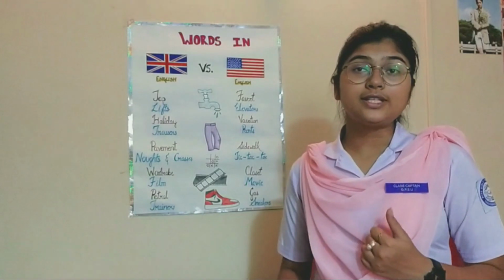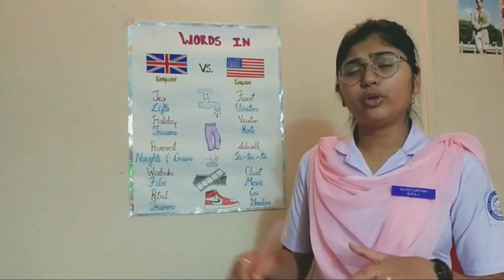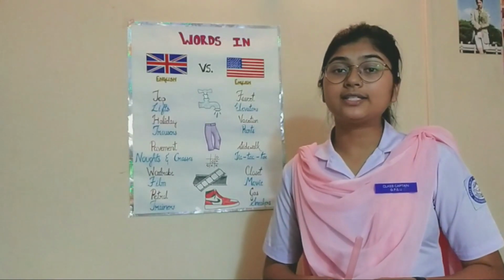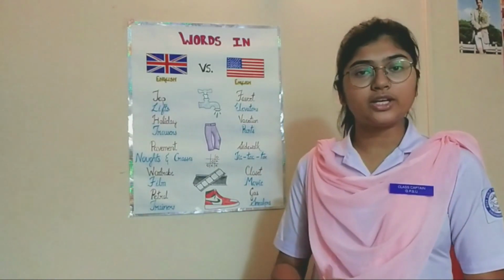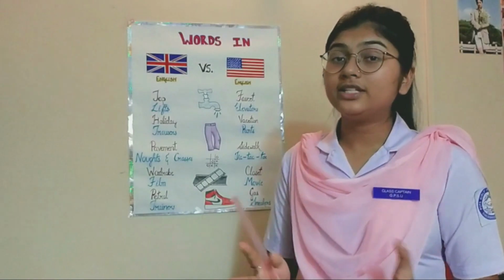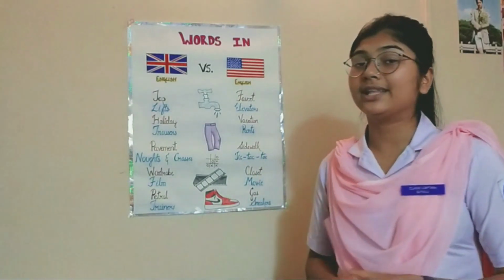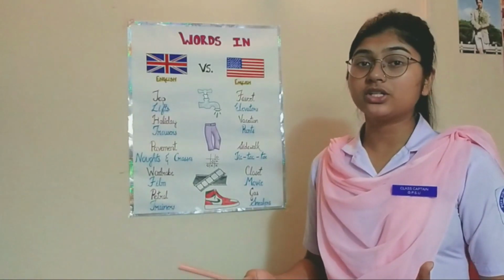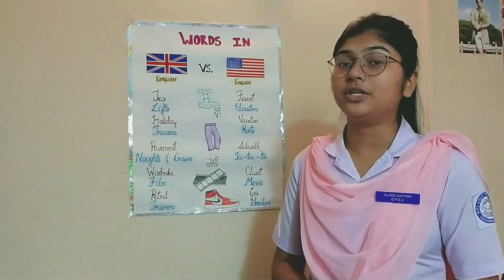Or if someone says in British English that I'm going for horse riding tomorrow, in American English they'll have to say it as I'm going for horseback riding tomorrow. There are plenty of other words by which we can tell the difference between American English and British English, even though the words have similar meanings.